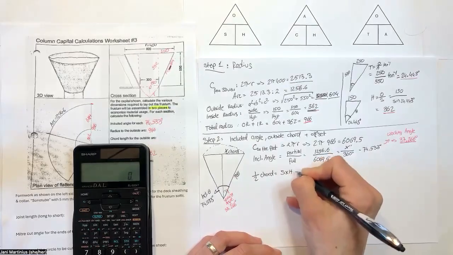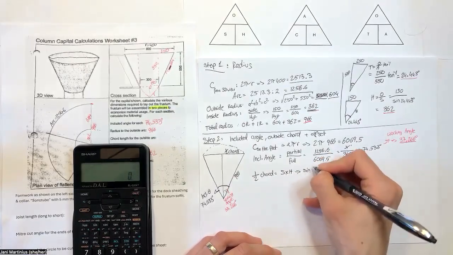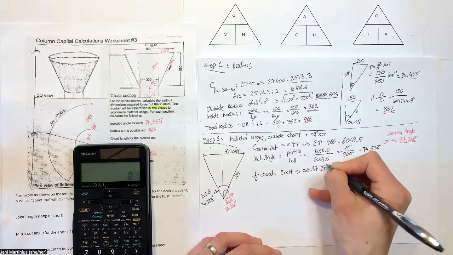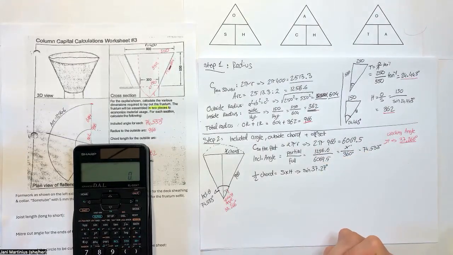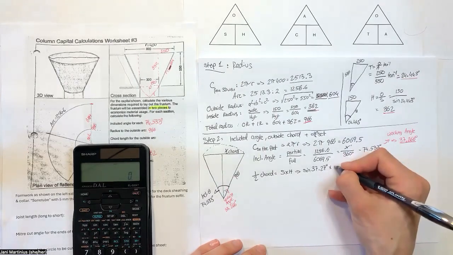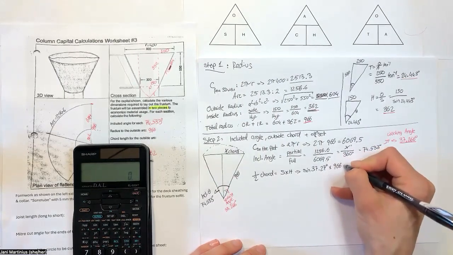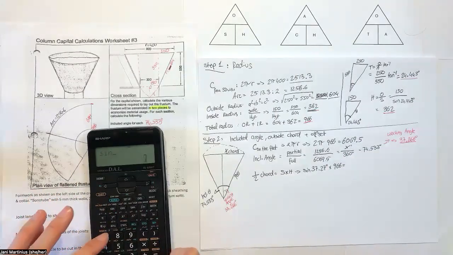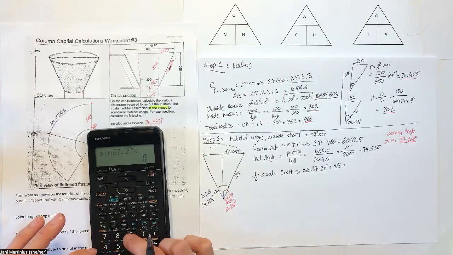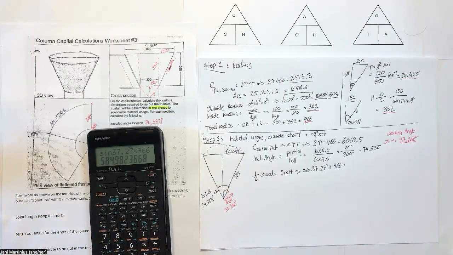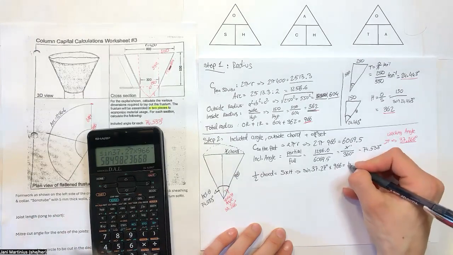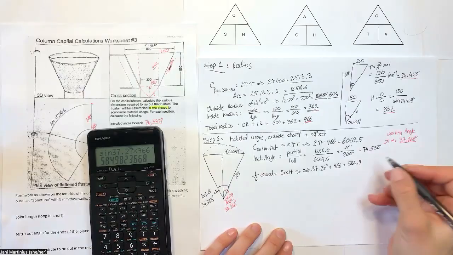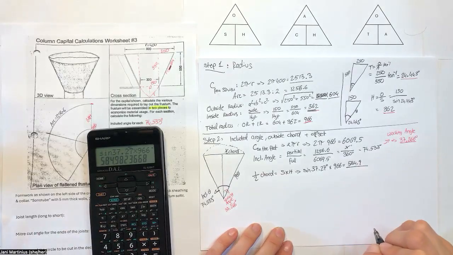S times H, popping in those numbers, so sine of 37.27. I'll just shorten that by 1 so I don't have to write quite so much. Times our radius or hypotenuse of 966. Punching that into the calculator. Sine 37.27 times 966 gets us 584.9. That is half the chord.